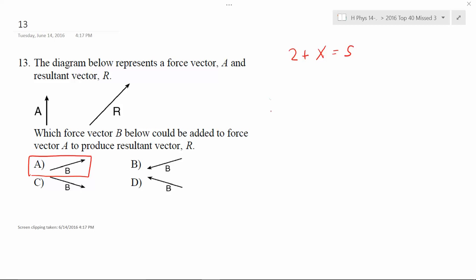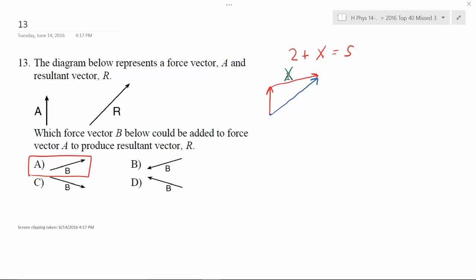So when you add vectors, you have two ways to add them. One way is to use what I call the head-to-tail method. Well, I don't. I mean, a lot of people call it the head-to-tail method. And in the head-to-tail method, you take the first vector, and then you draw the second vector with the tail of the second vector at the head of the last vector. And then the resultant goes from the tail of the first vector to the head of the last vector. So this is the vector you're looking for.